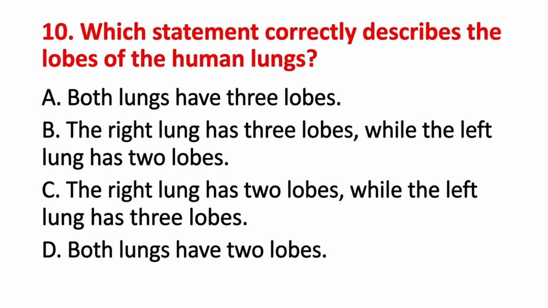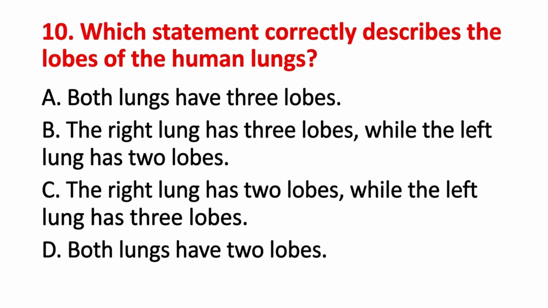Question 10 reads, which statement correctly describes the lobes of the human lungs? A. Both lungs have 3 lobes. B. The right lung has 3 lobes and the left lung has 2 lobes. C. The right lung has 2 lobes while the left lung has 3 lobes. D. Both lungs have 2 lobes. You have 5 seconds.